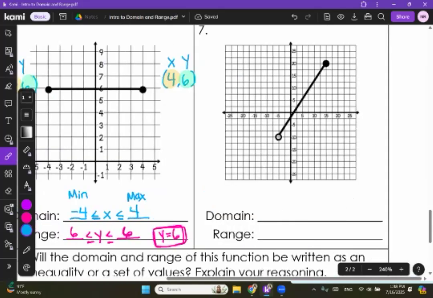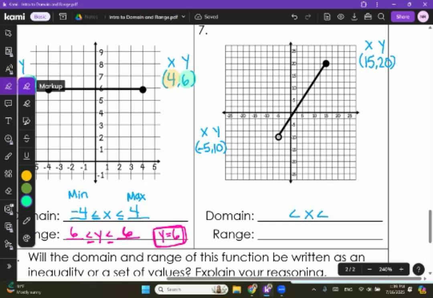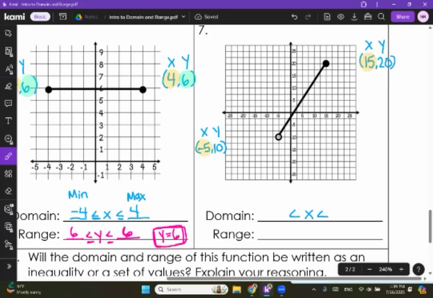Number 7. I'm going to write it over here. -5, 10. And this one is 15, 20. So for the domain, I'm just going to leave the blanks out. Okay. What's my smallest X value? The -5. -5 is at an open circle, so I'll leave it alone. The highest is 15. 15 is at a closed circle, so we underline it.